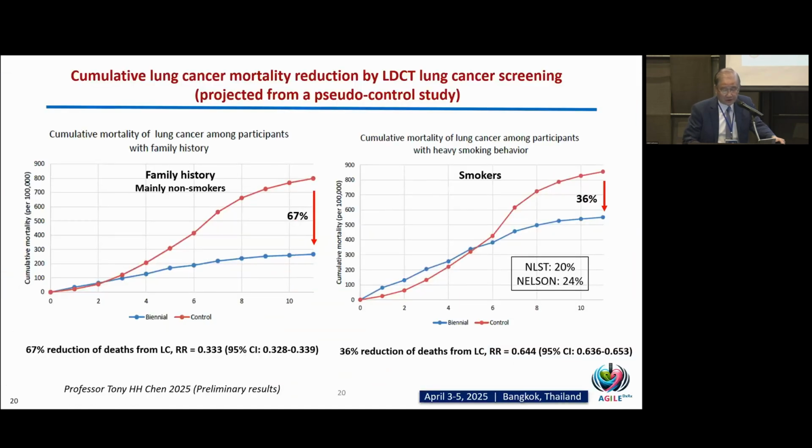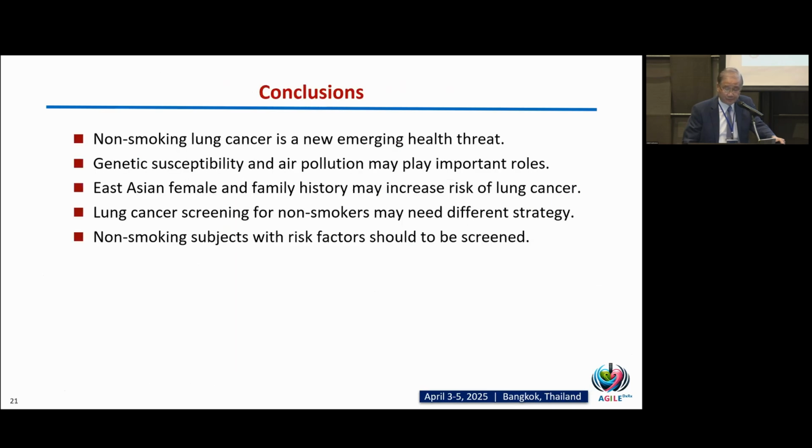So Professor Shoshi Chen generated a pseudo-control study from our cancer registry. We found that by low-dose CT screening, we are able to reduce lung cancer mortality in smokers by 36%. And in those with a family history of lung cancer, especially non-smokers, it can be up to 67%.